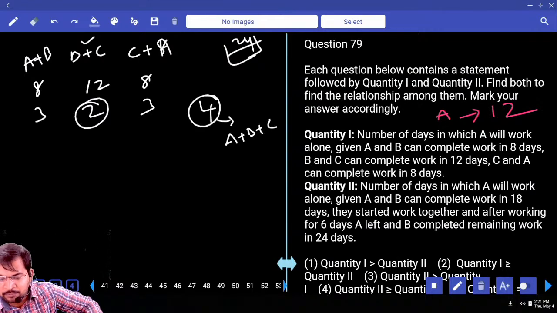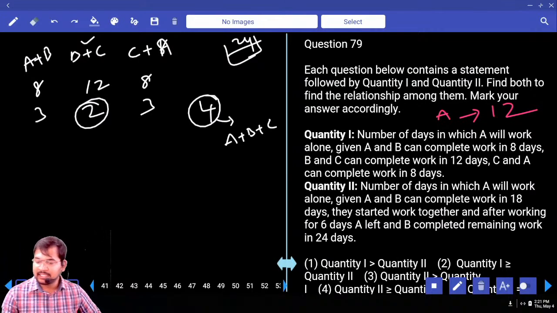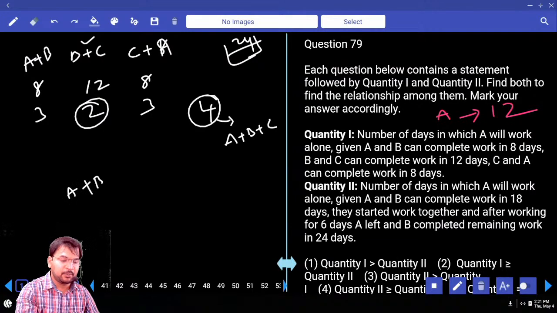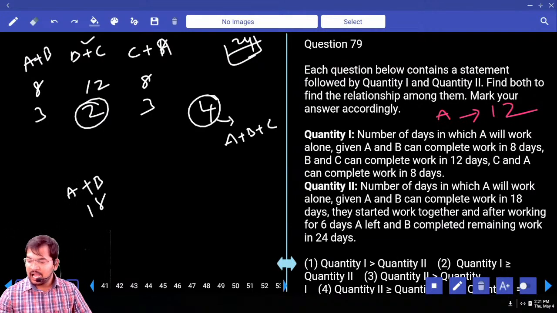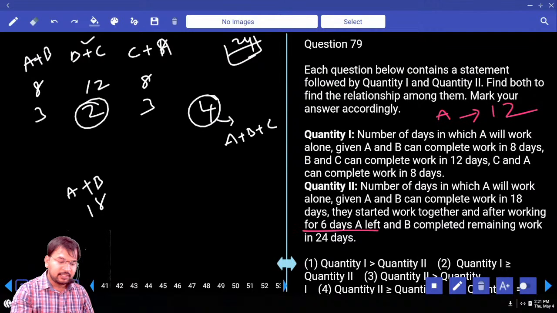Number of days A alone. A alone. They're asking A alone. Given A and B together is how many days, Nana? A, B together is 18 days. Okay. After working for 6 days, is nothing more.